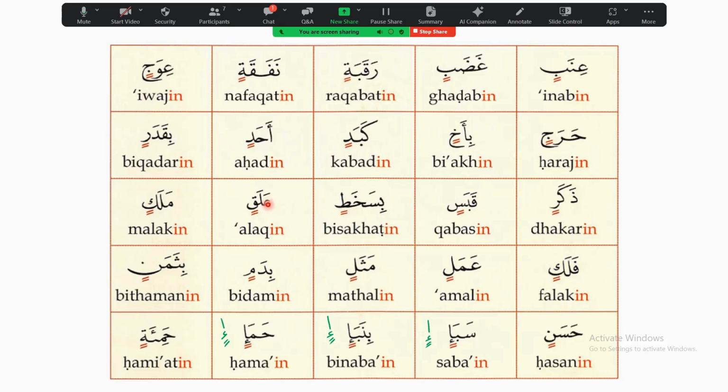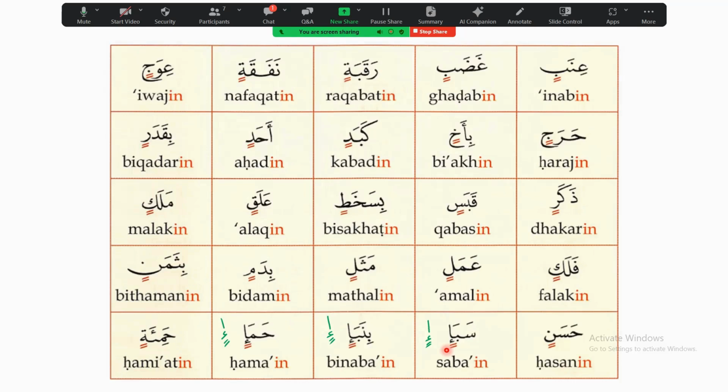Alaqin, qin, qaf, a heavy letter with the tanween of kasratain. قن علق ملك فلك عمل مثل بدم بثمن حسن سبأ.